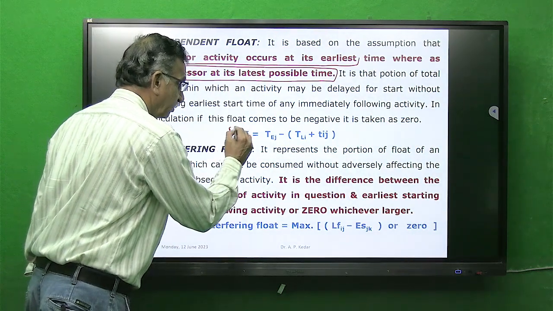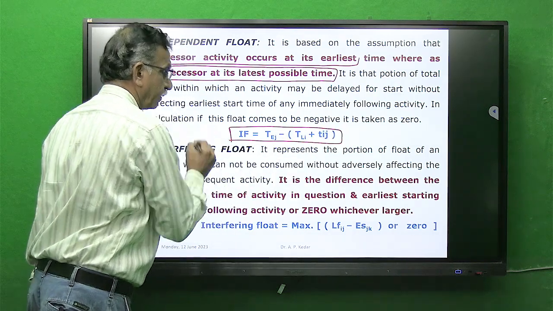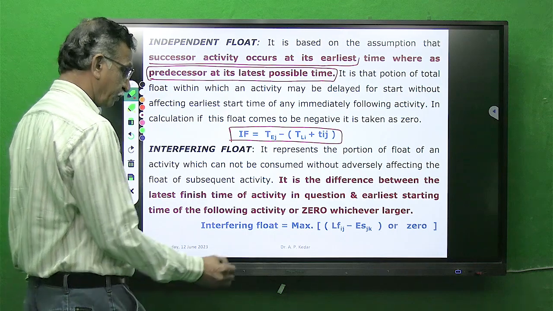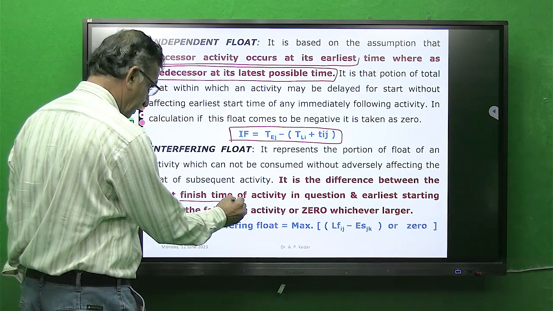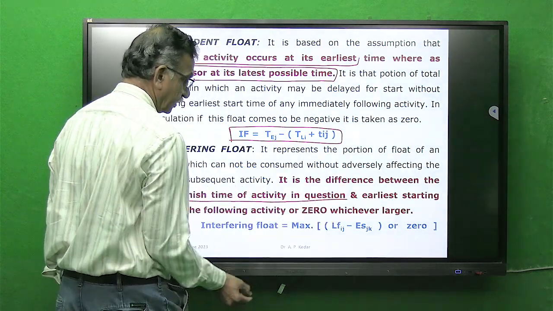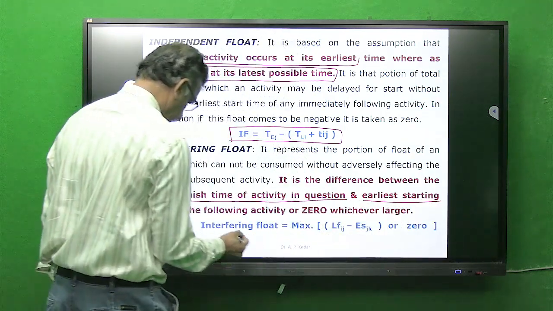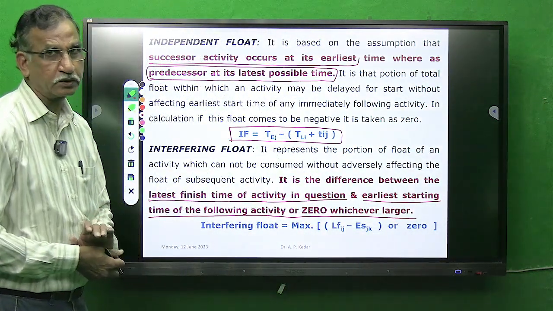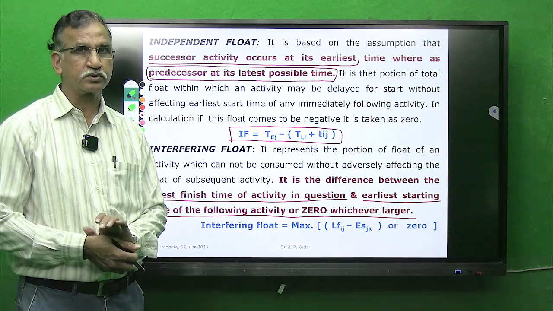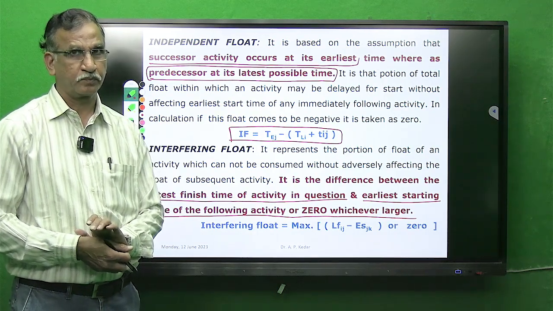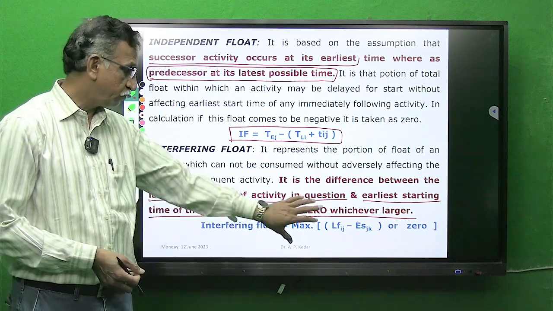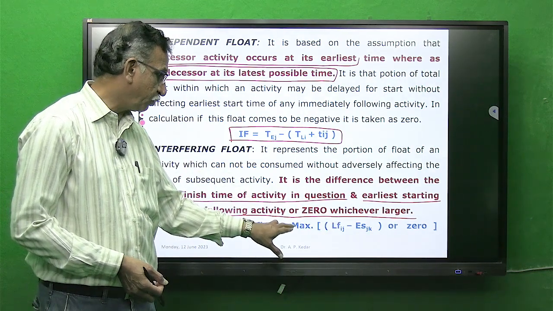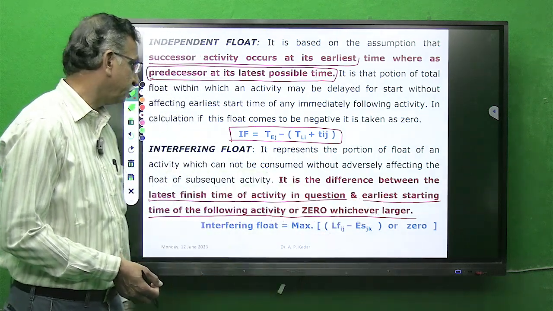This is the derived formula. And interfering float is nothing but the difference between the latest finish time of the activity in question and the earliest start time of the following activity, or 0, whichever is larger. So in short, it is slack, or 0, whichever is maximum. You have to take the maximum value of 0 or slack.